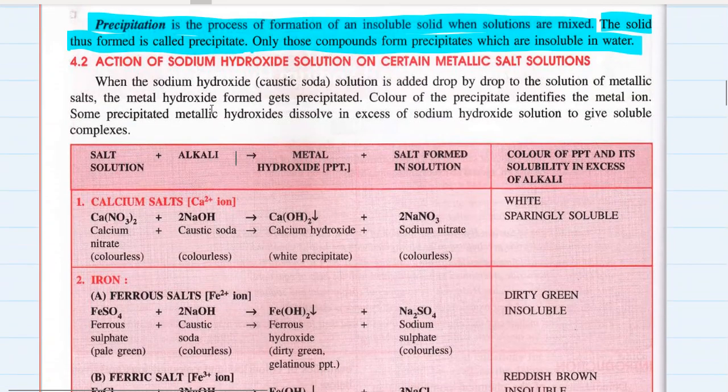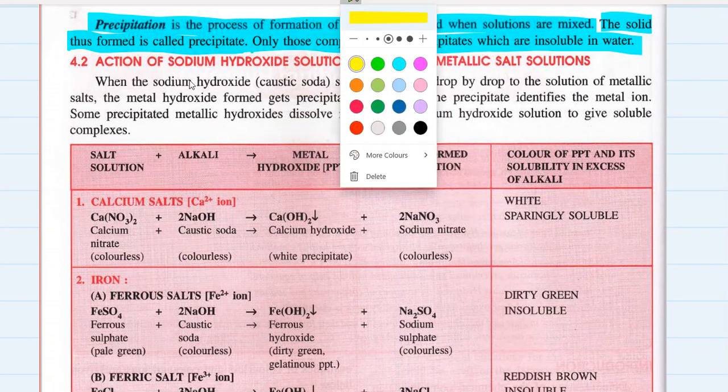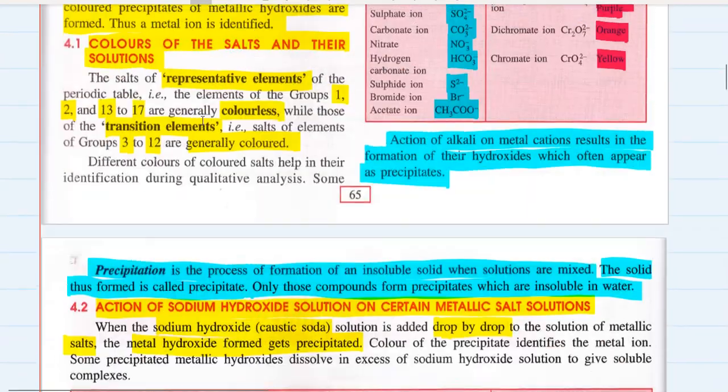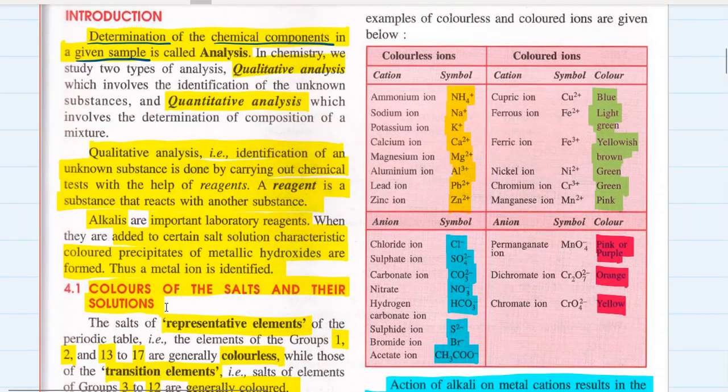So let's first check out the action of sodium hydroxide, our first reagent, on certain metallic salt solutions. When sodium hydroxide or caustic soda solution is added drop by drop to the solution of unknown metallic salts, the metal hydroxide formed gets precipitated. The color of the precipitate identifies the metal ion. As we have in this table, all the different metallic ions give different colors in the precipitate form, so we can easily identify the metallic ions.